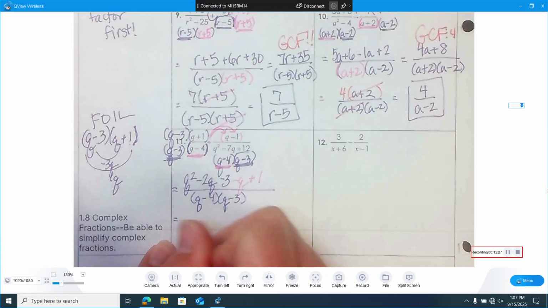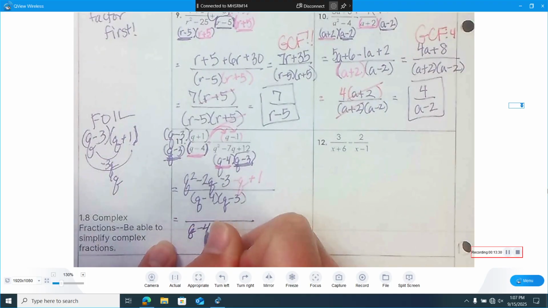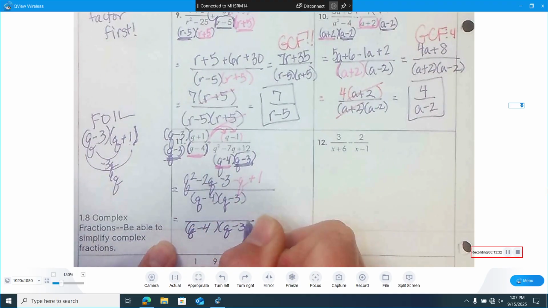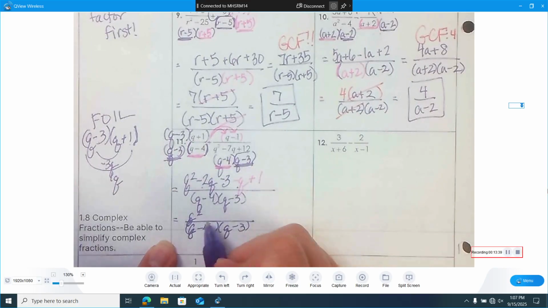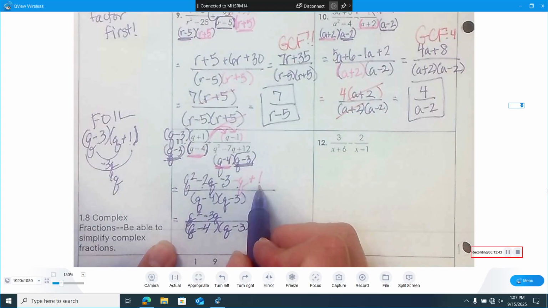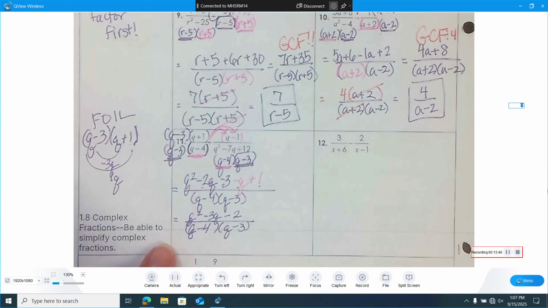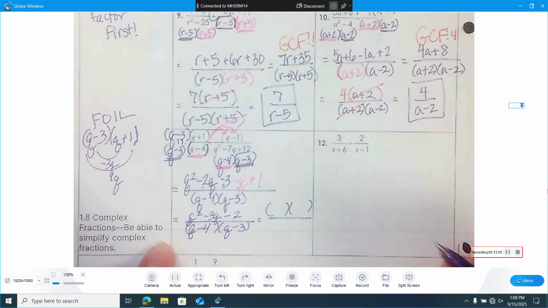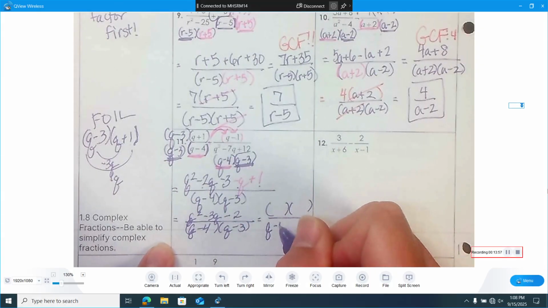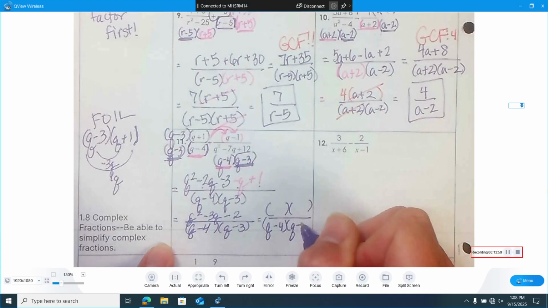Let's see. My denominator is q minus 4 times q minus 3. My numerator is q squared. Negative 2q and negative q is negative 3q. And negative 3 and positive 1 is negative 2. Ooh, what do we got to do there? Factor it again. Double bubble that numerator. Q minus 4 times q minus 3 on the bottom.